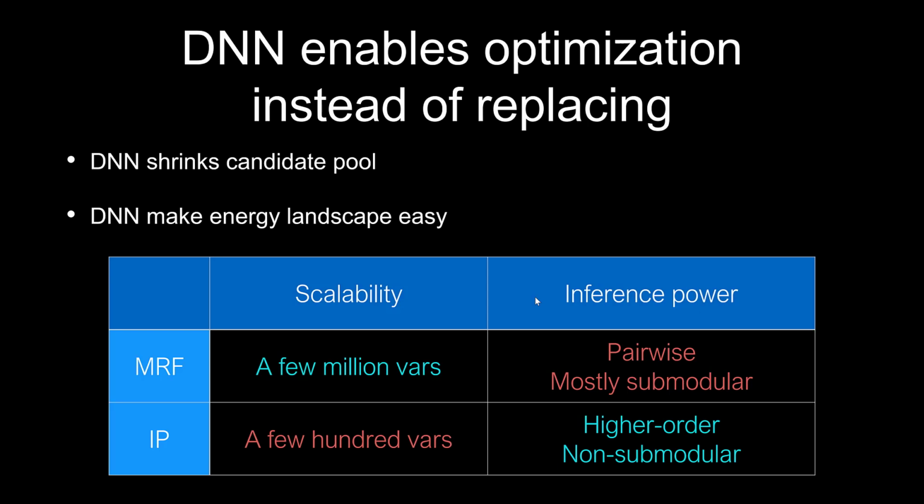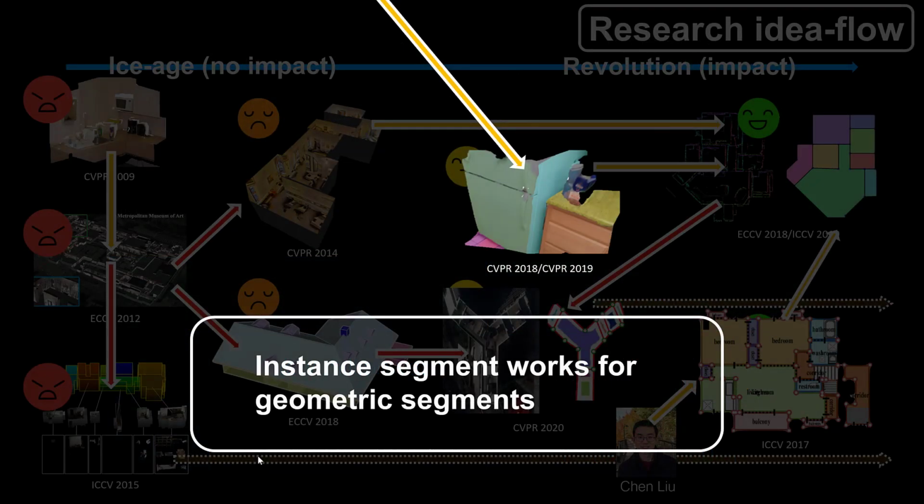On the other hand, IP is very powerful. Higher order potentials, non-submodular. You can handle many complex potentials or energy functions, but it's not scalable. A few hundred variables at most. If you go beyond, it is exponentially worse because likely your problem is NP hard. But what we found was that a deep neural network shrinks the candidate pool to a small set or derives good potentials, which makes your energy nearly convex or easy to optimize. So DNN really allows us to use IP, very powerful optimization machinery, to infer the last bit of the problem, complex graphical topological inference, which DNN cannot really do, but IP can do. So this was the message.